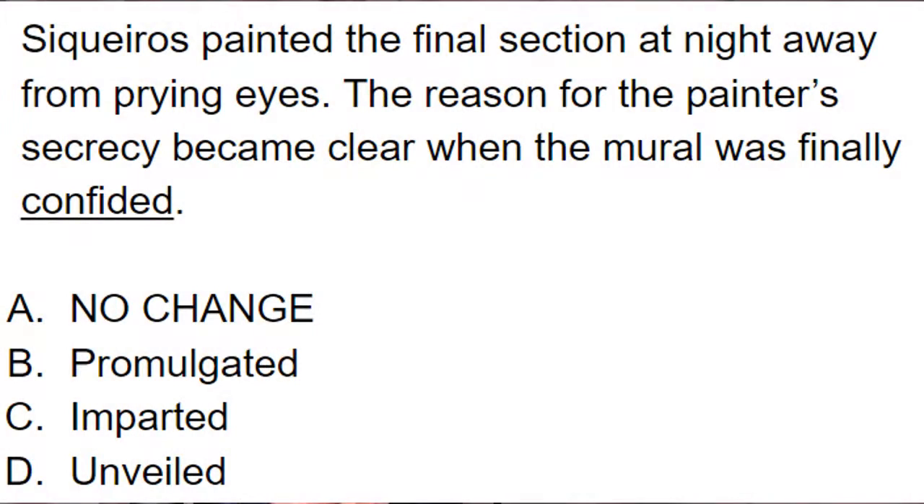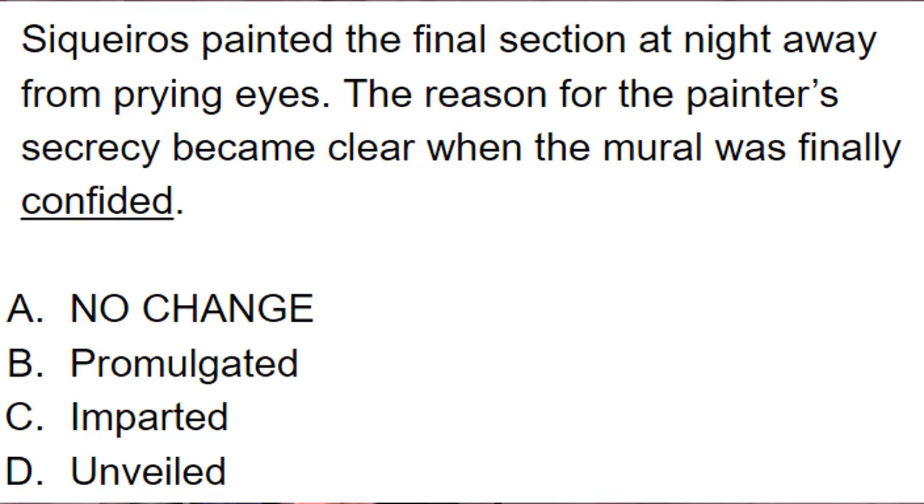Let's take a look at A, no change. Well, confided kind of makes sense, but not really. When we confide something in somebody, it's a person confiding either a secret or some knowledge into somebody else. A painting can't necessarily confide something to somebody else, so it won't work. Option B, promulgated. Well, I'm not quite sure what this word means, but I can tell that it doesn't quite fit the style of the rest of the passage, so I'll know this one is not correct.